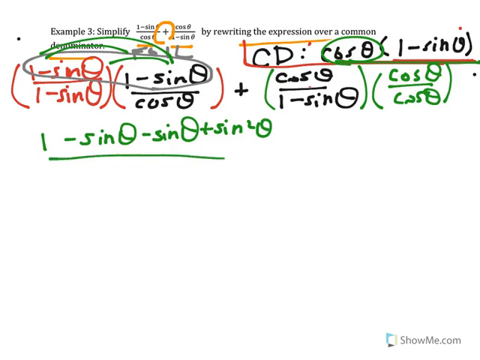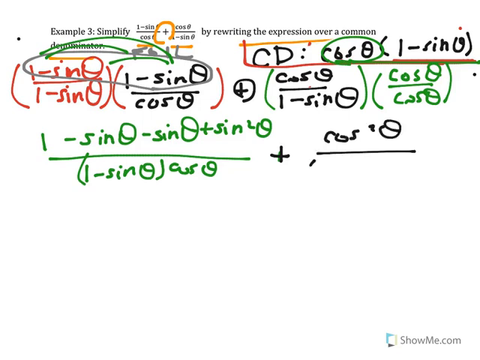Okay? And then on the bottom, leave your common denominator alone. Do not touch it. Don't cancel anything. Don't FOIL it. Don't distribute it. Just leave it. And then on the right side, so we have our plus sign in the middle, right? Plus sign in the middle carries down. We're going to multiply cosine times cosine. It's cosine squared over my common denominator. Take it piece by piece.